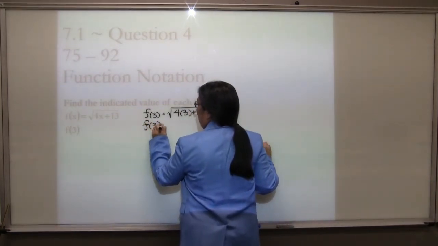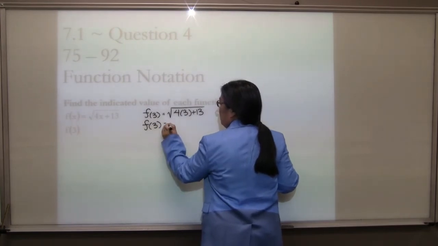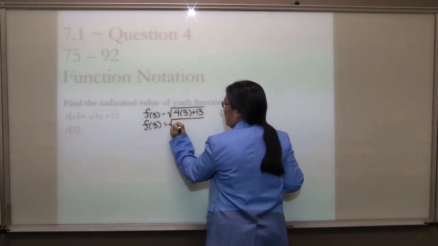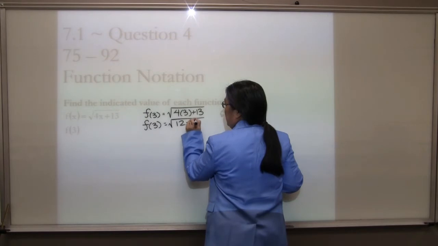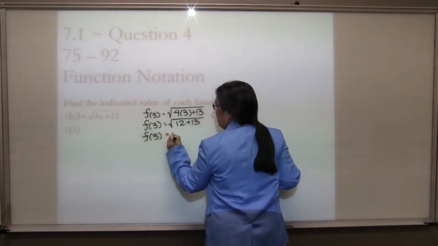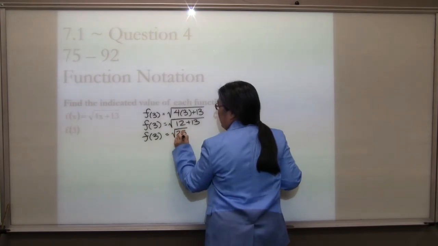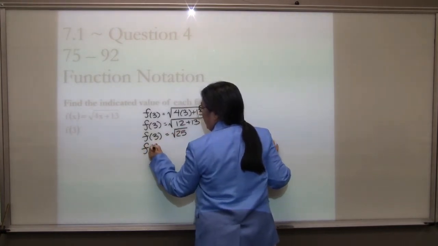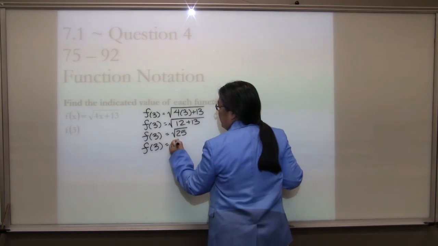Work and answer. If you want to do 2 steps of work, you can do 12 plus 13, but what I really want to see is, what is 12 plus 13? That is 25. And then, f of 3, the square root of 25 is 5.